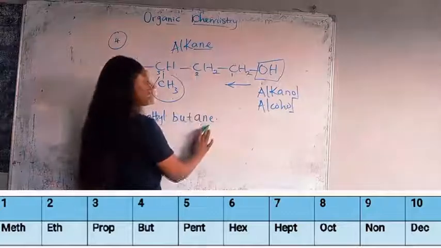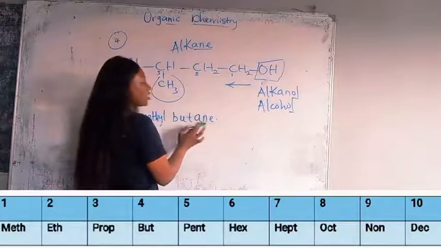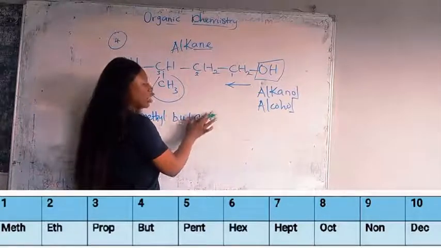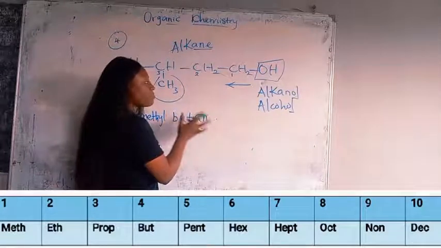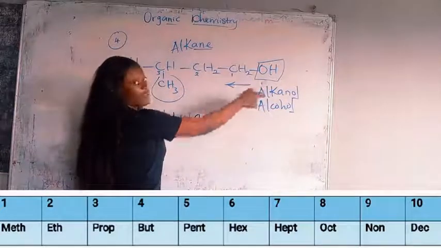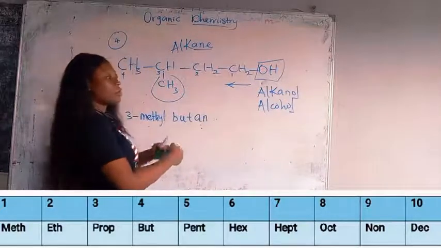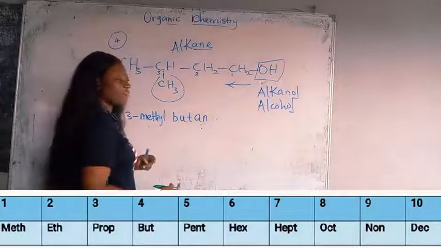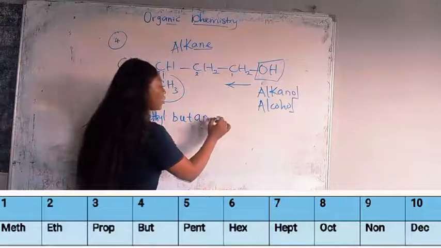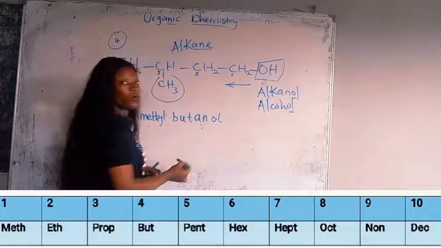So coming back to this now, to add this -ol, the last e of this compound will be removed and replaced with the main ending of the functional group. So going by everything that I have explained to you, this compound should be called 3-methylbutanol. That is adding the -ol.